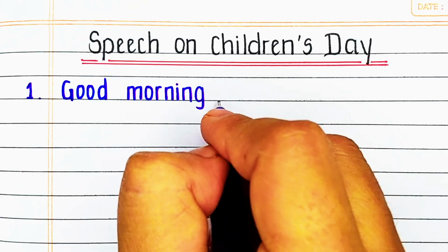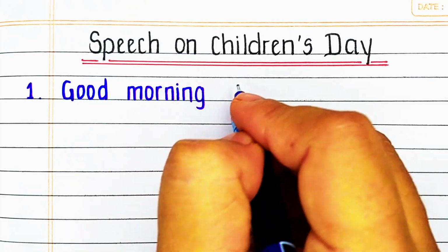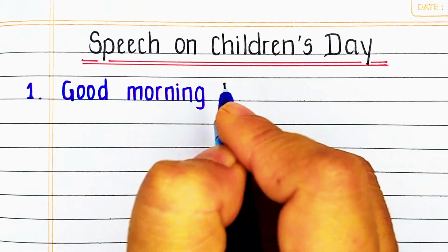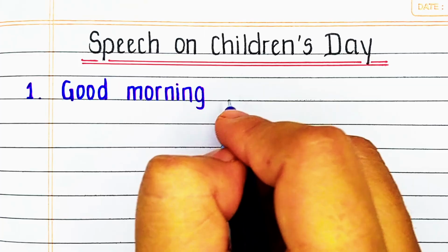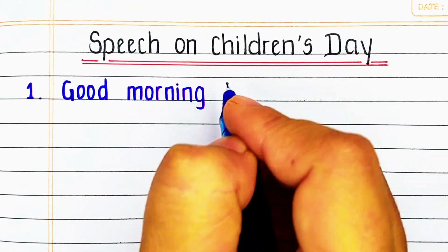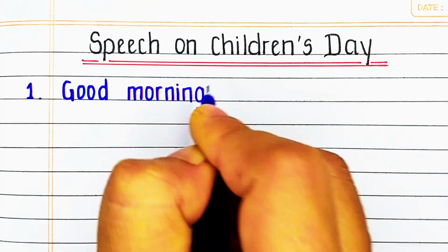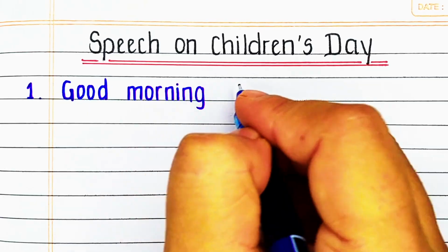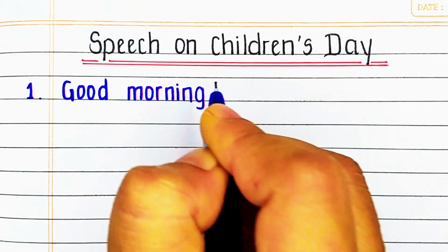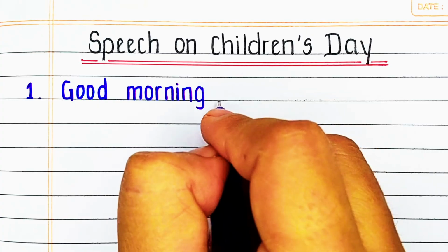To make it easier for the kids to learn and deliver, I have divided this speech into 10 different lines. Let's start learning. First line is: Good morning everyone. Second line is: Today we are here to celebrate Children's Day.